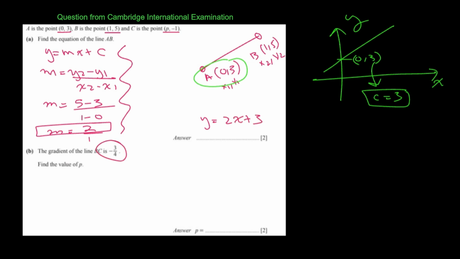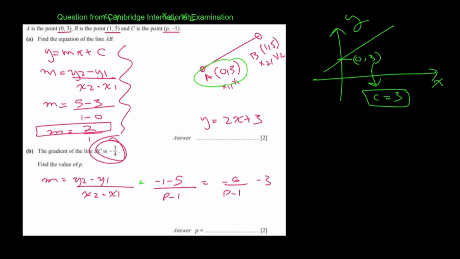Now the gradient of BC equals negative 3 over 4. So gradient is again y2 minus y1 divided by x2 minus x1. So let's call this x1, y1 and x2, y2. So the gradient is minus 1 minus 5 divided by p minus 1. So minus 1 minus 5 is minus 6 divided by p minus 1, and the gradient is negative 3 over 4.